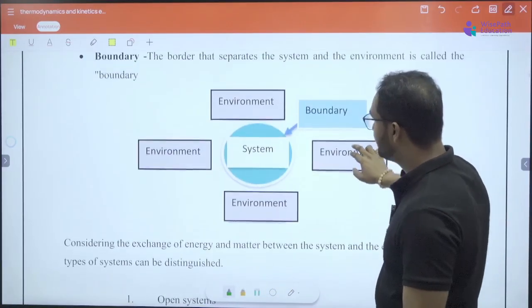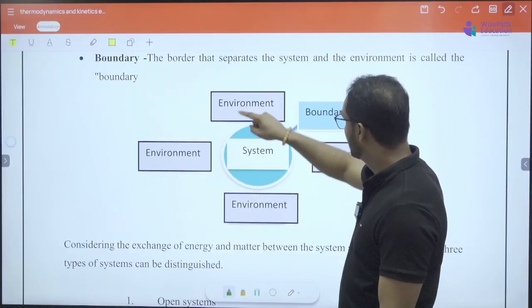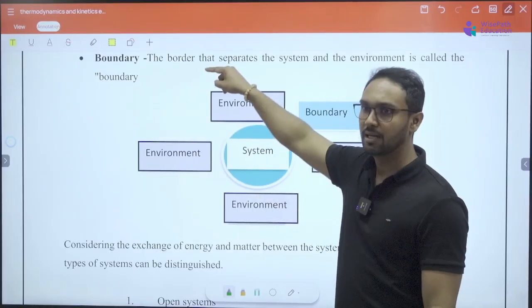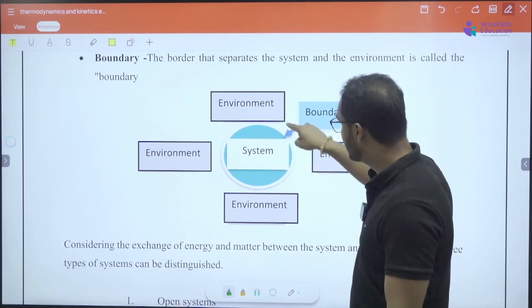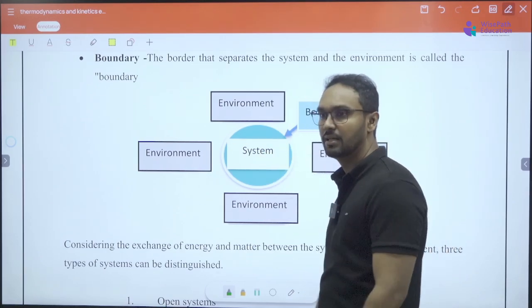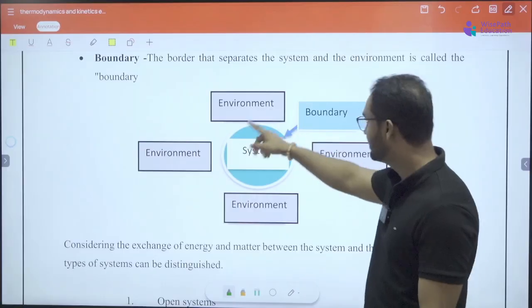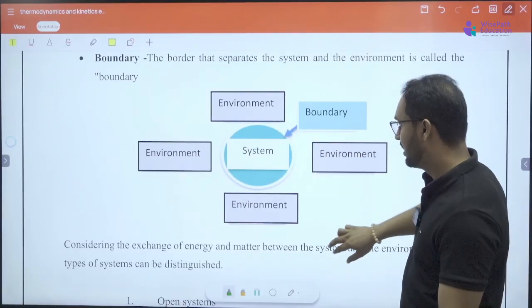So now this is the system. Everything around is environment, and this white part is what? That is the boundary. Yes, this white part is the boundary.